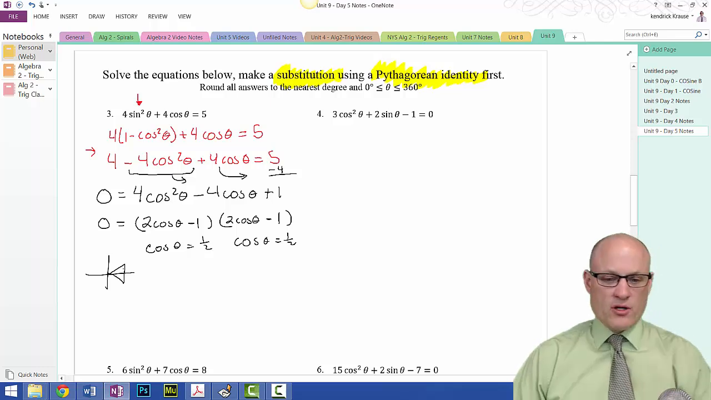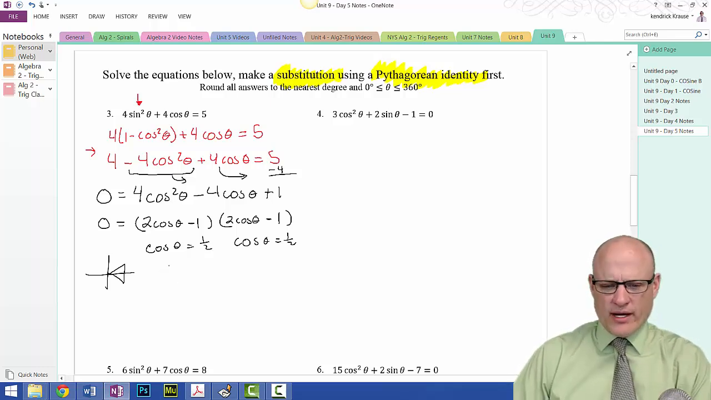So therefore, my two answers are, wait a second, you ought to know this. What theta value, when I take cosine of it, gives me 1/2? You should know that's 60 degrees. Therefore, my two answers are 60 degrees, and in the fourth quadrant, 360 minus 60, or 300 degrees.